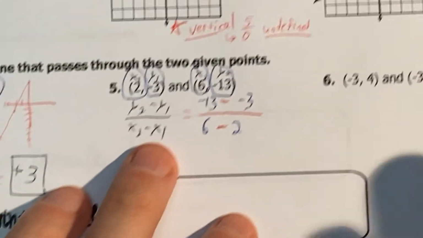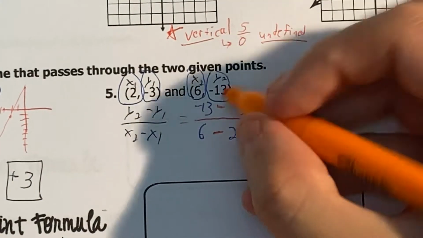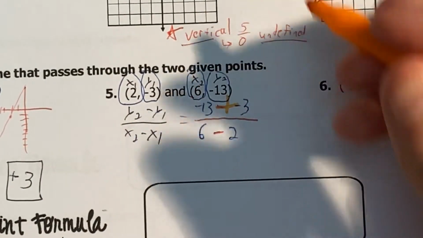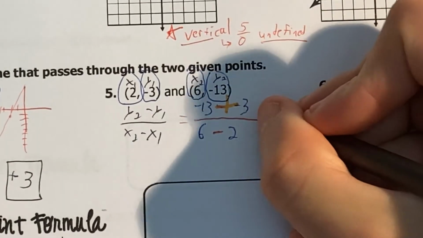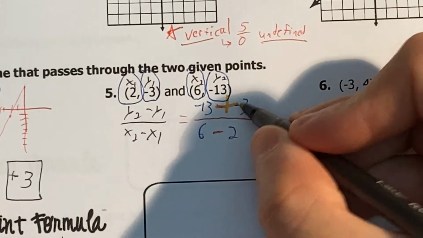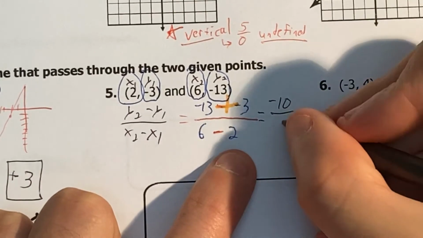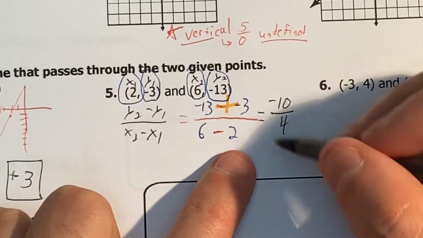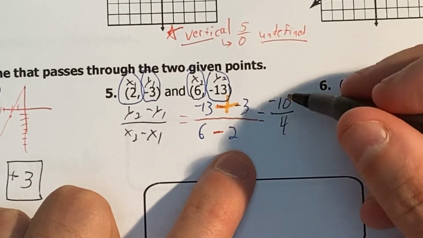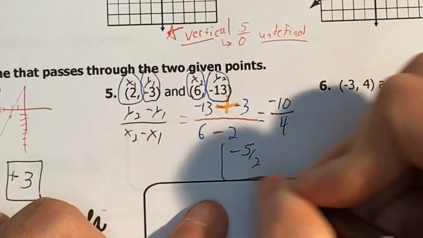Plug them in. Similar thing's going to happen here. The minus and negative turns into a plus. So -13 plus 3 is -10. And then 6 minus 2 is 4. Once again, this does simplify, so make sure you are simplifying. They're both divisible by 2. So the final answer would be -5/2.